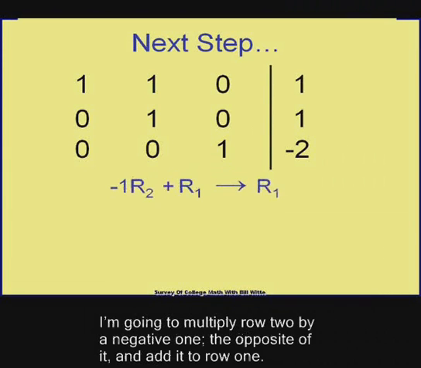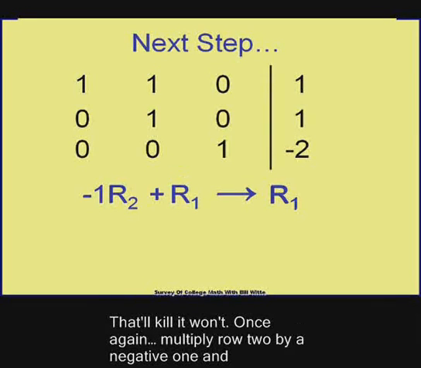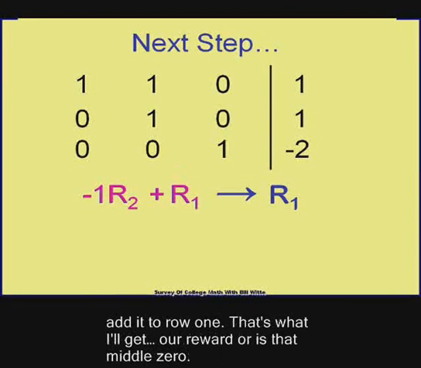Well, I think I'm going to have to use row 2 with that. I'm going to multiply row 2 by -1, kind of make the opposite of it, and add it to row 1. And that'll kill it, won't it? And replace row 1 with that. Once again, multiply row 2 by -1. The zeros will just be zeros. It's that middle number I want to get. And add it to row 1, and they'll be opposites. And that's what I'll get.